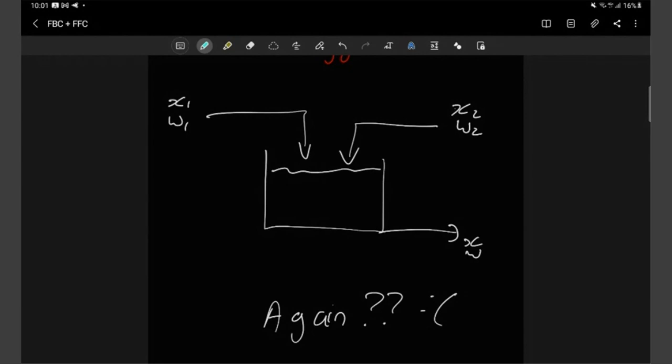Right, the blending system. We are going to do this again, but not just yet.